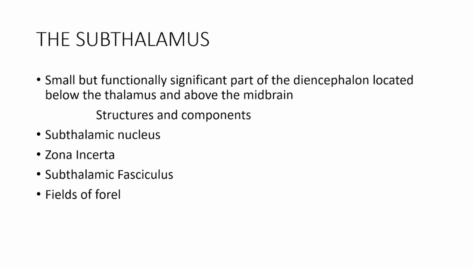Let's move to the last one, which is the subthalamus. We have to say it is a small but functionally significant part of the diencephalon. It is located below the thalamus and above the midbrain. Structures that we can see in the subthalamus are the subthalamic nucleus, the zona incerta, the subthalamic fasciculus, and then the fields of Forel. Those are all what we will see in that structure.